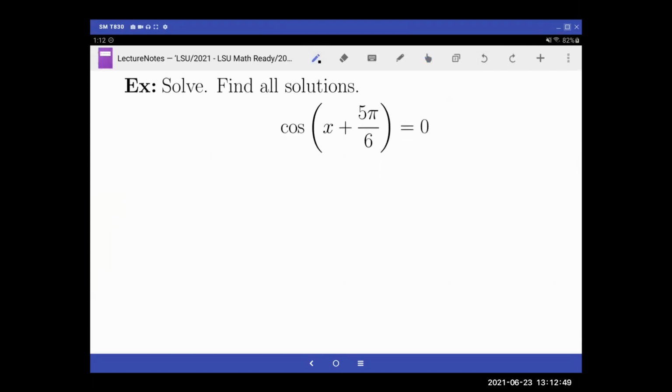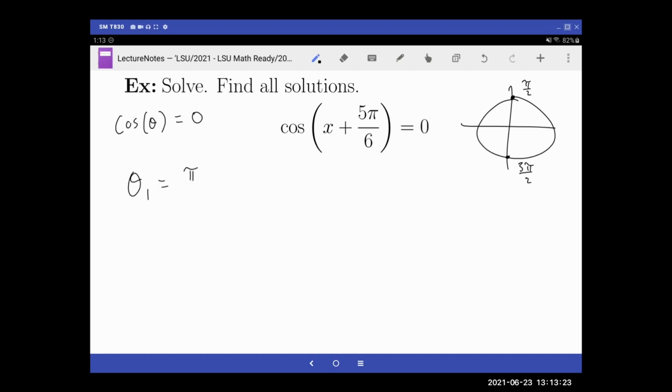All right, let's find all the solutions to this equation right here. Cosine of x plus 5 pi over 6 equals 0. We'll set it up exactly the same way. We're going to think about this. When is cosine equal to 0? It equals 0 at two places if I think about the circle here. The x value is 0 and we hit pi over 2. And also when we're at 3 pi over 2. Plus every additional rotation.